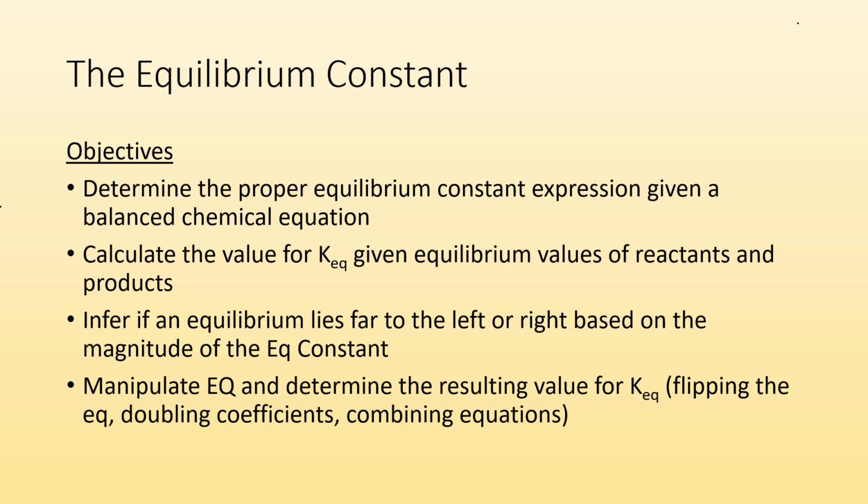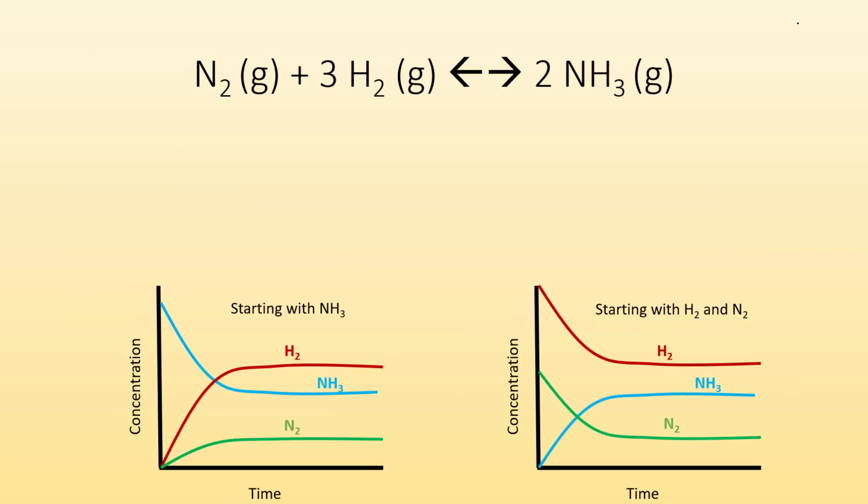Like if we were to flip the equilibrium and write it a different way, or double the coefficients, or combine some equations, what would our resulting KEQ be? So let's start with an example equilibrium. So we got N2 plus 3H2 giving me 2NH3.